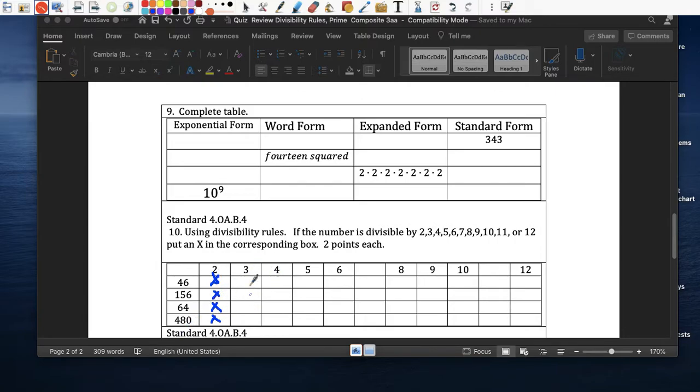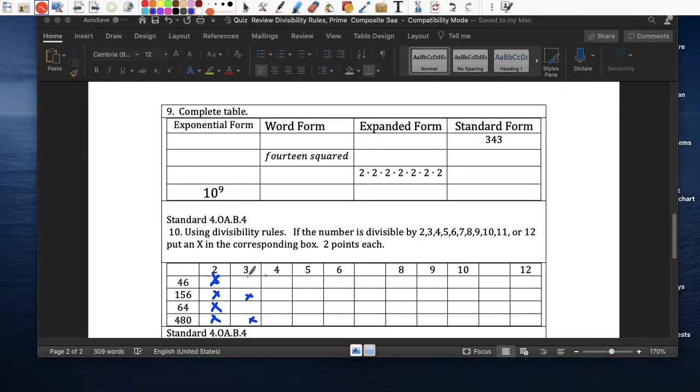Is it divisible by 3? What do I have to do? I have to add the digits. 4 plus 6 is 10. Is 10 divisible by 3? No. 1 plus 5 is 6. 6 plus 6 is 12. Is 12 divisible by 3? So yes, over here. 64, is that divisible by 3? Well, 6 plus 4 is 10, so that doesn't work. 480, is it divisible by 3? Well, 4 plus 8 is 12. 12 plus 0 is 12. Is 12 divisible by 3? Yes.